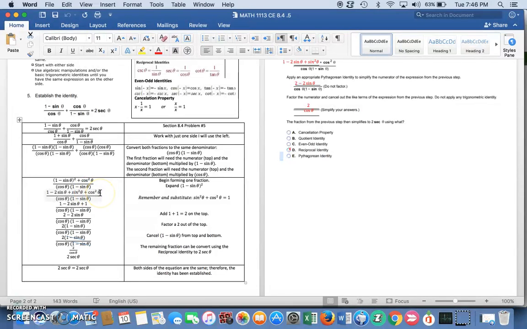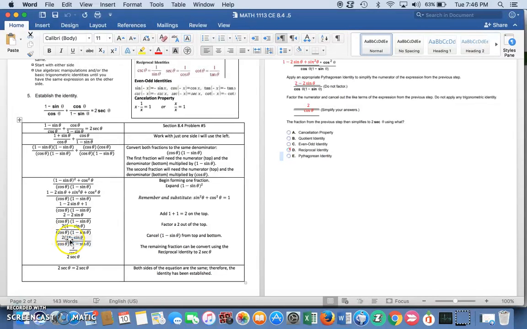Sine squared plus cosine squared ought to be beaming and saying, I'm real special. I make 1. 1 plus 1 is 2. So now you have 2 minus 2 sine theta. Can that be factored? Yes, you could factor a 2 out of it. If you factor a 2 out, 2 divided by 2 is 1. 2 sine theta divided by 2 is sine theta. So 2 onto 1 minus sine theta.